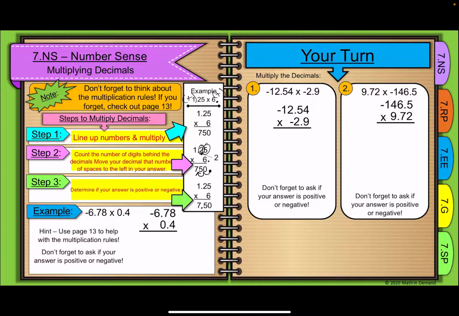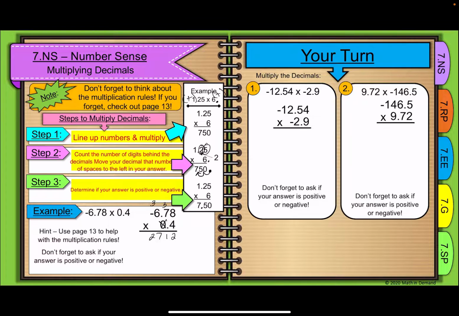Let's go ahead and give it a shot. So first, what I'm going to do is I have negative 6.7 times 4.0. I line up my numbers, remembering I don't have to multiply the 0 because anything times 0 is 0, so you're not adding any value by multiplying that 0 out. So now I'm going to ignore the decimals and multiply. 8 times 4 is 32. Carry the 3. 7 times 4 is 28. Plus 3 is 31. 6 times 4 is 24. Plus 3 is 27.